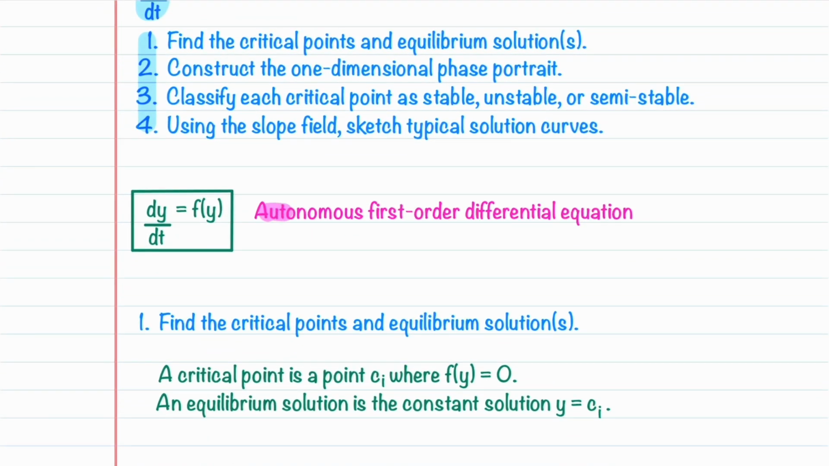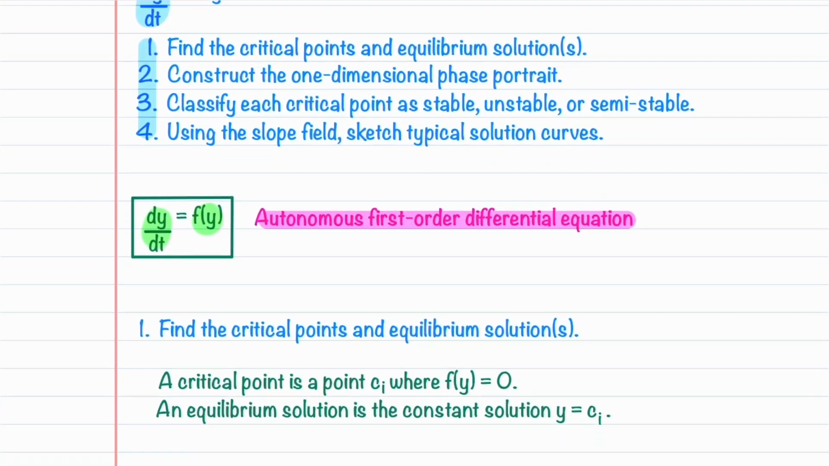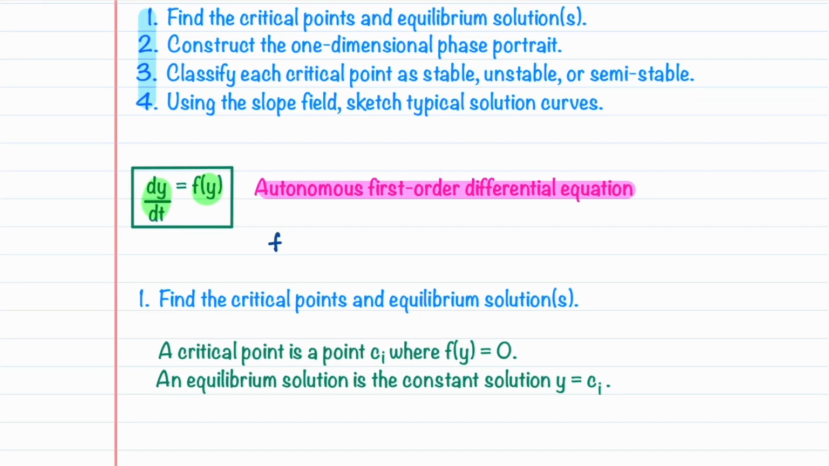An autonomous first-order differential equation has a first-order derivative, which you usually put on the left, equal to a function of the dependent variable. It is not a function of the independent variable, in this case, t. In the example that we're working with, our f of y is equal to 1 minus y squared. We're going to need that in a minute.